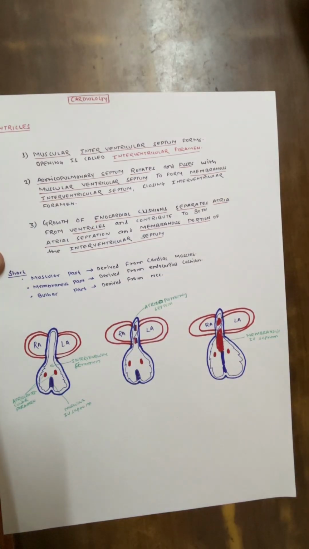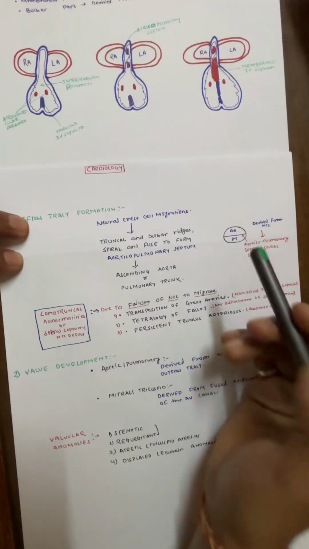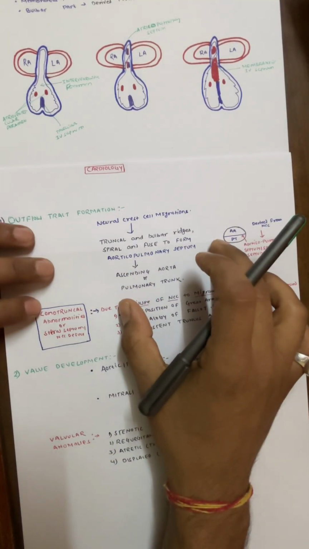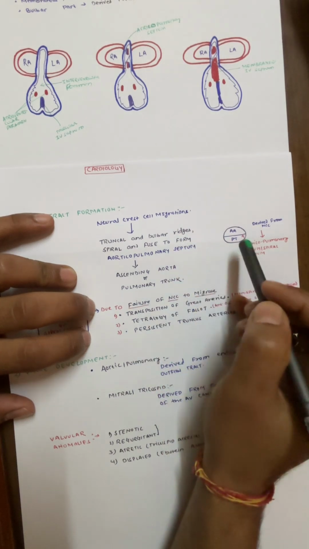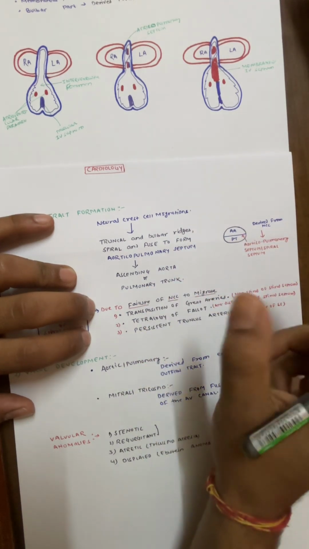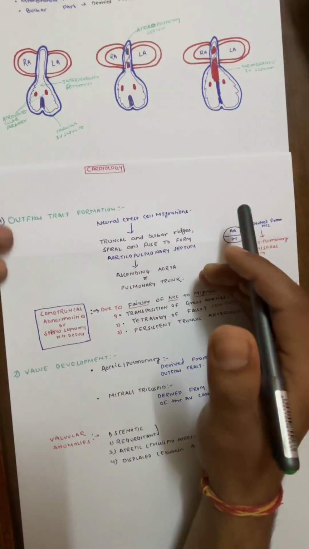We'll talk about this now. Now let's talk about the outflow tract part, the bulbous part over here also. So we all know, in the very first lecture I told you that the truncus arteriosus will form the outflow tract part.